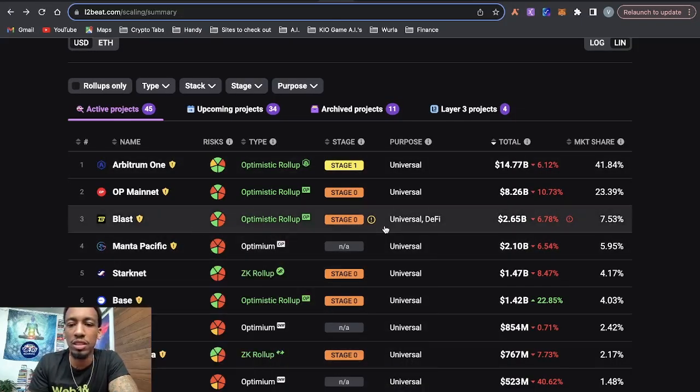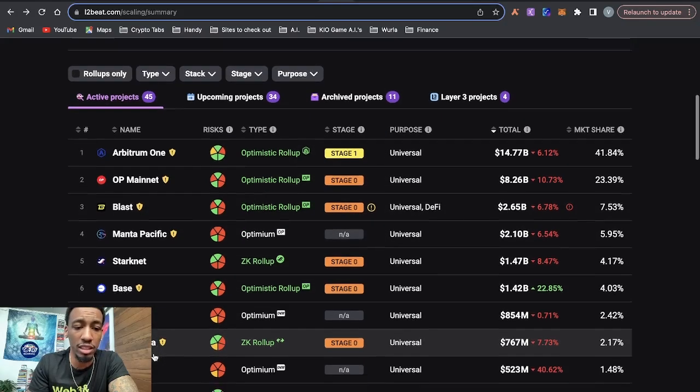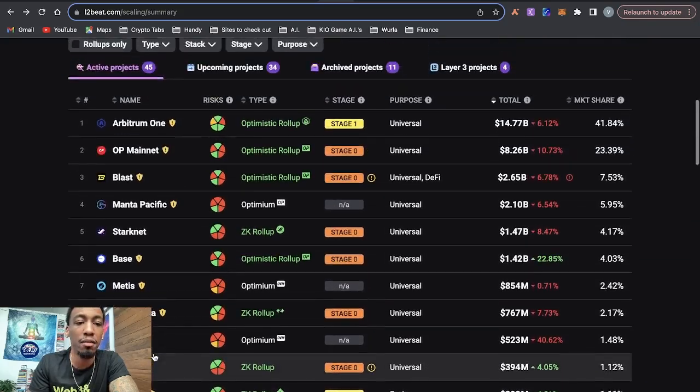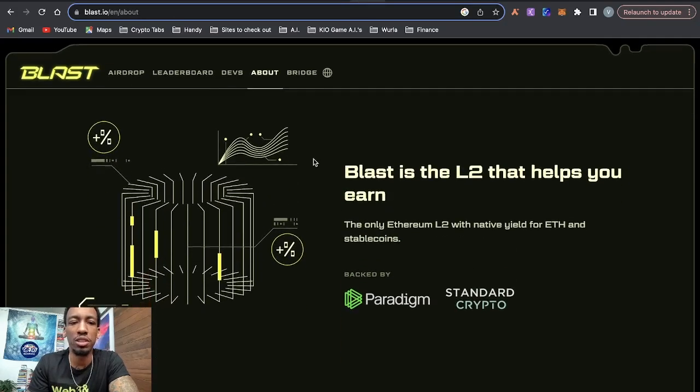All right, as promised, for all of you rascals who stuck around to the end, let's get into that 1000x L2 opportunity. And that L2 opportunity is the Blast ecosystem. So if we go back to L2 Beat, you can see that Blast, and this is a fairly new L2, has a higher TVL than Base, zkSync, Mantle, Linea, Immutable, Polygon zkEVM, at 2.65 billion, just right ahead of Manta and Starknet. So Blast is doing something cool.